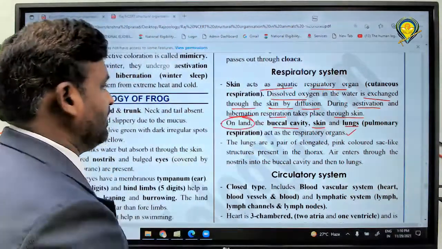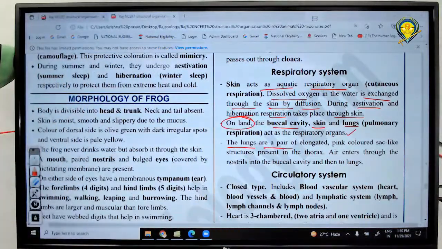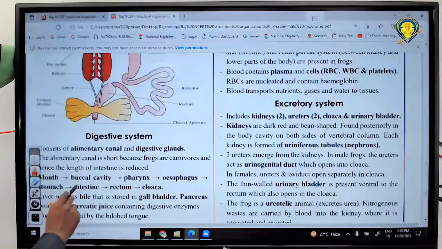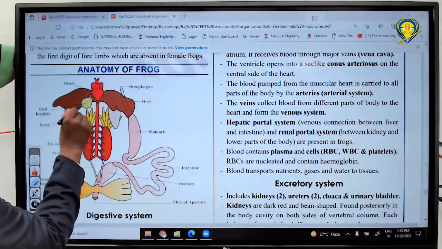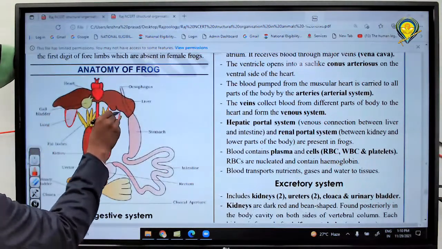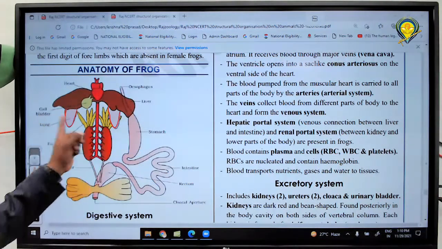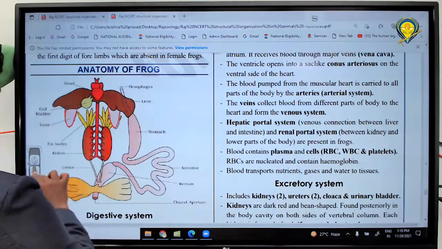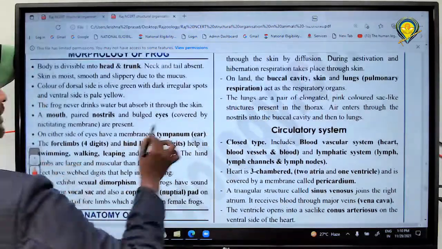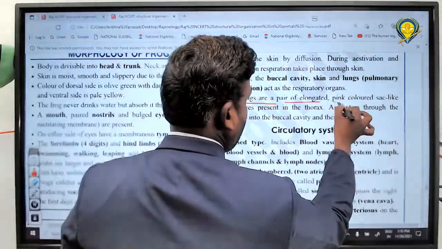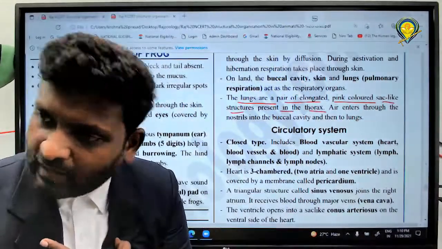Got it? Fine. And next one, the lungs are a pair of elongated, pink colored, sac-like structures. You find it here. Sac, right or wrong? Pink color or not? Pair or single? The pair of sac-like pink colored structures are called what? Lungs. Got it? You can see that. Elongated pink colored sac-like structures present in the thorax region, as I taught you now. Lungs are here only.